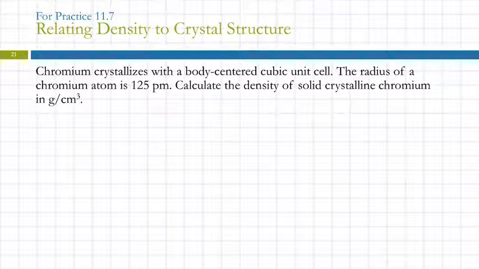This one has to do with density. So chromium crystallizes with a body-centered cubic unit cell. The radius of a chromium atom is 125 picometers. Calculate the density of solid crystalline chromium in grams per cubic centimeter.